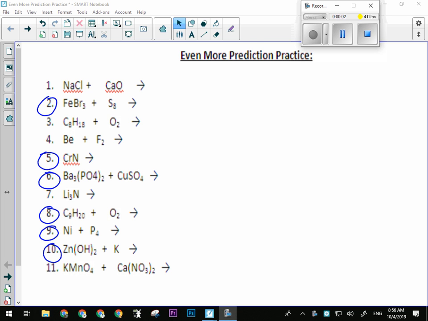Right, so let's have a look at number 2 here first. So we have iron 3 bromide reacting with sulfur. What kind of reaction is that? Single replacement. Okay, the element is a non-metal, so sulfur is going to replace bromine. So that's going to leave us with Fe and S, and then bromine is going to end up alone.